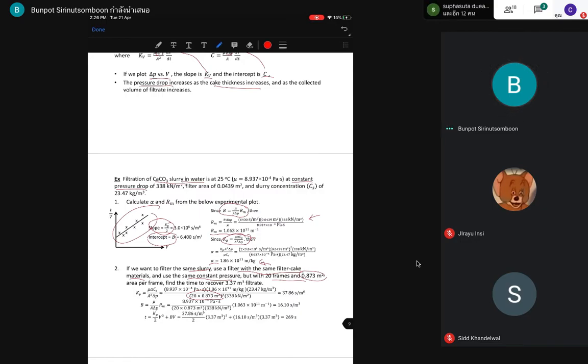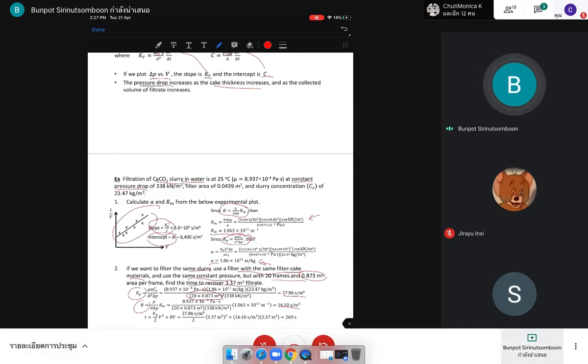Okay, and then you have to recalculate and find the new value of Kp here, and also recalculate the value of B. And finally the question asks for the filtration time, like how long does it take to get the volume of filtrate to be 3.37 cubic meters? So you can use this equation right here to solve for the time, and this is the answer. So it's about 4 minutes. Okay, about 4 or 5 minutes to do the process.